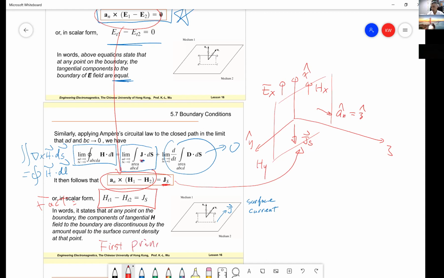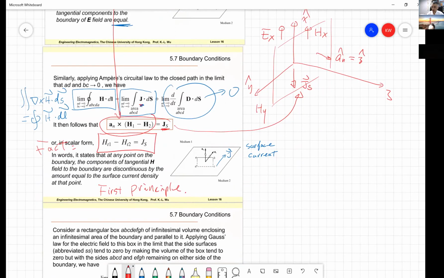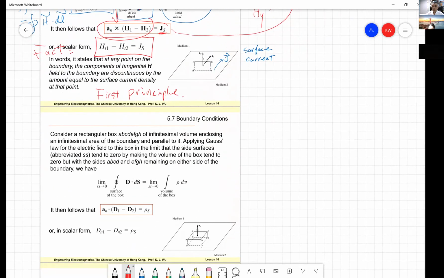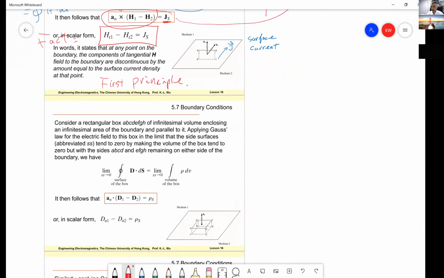We solve problems using first principles. That is the second relation that relates to the tangential magnetic field. We talked about the boundary condition for the tangential electric field and for the tangential magnetic field. Now let's look at how about the normal component? To answer this, let's draw a small box.